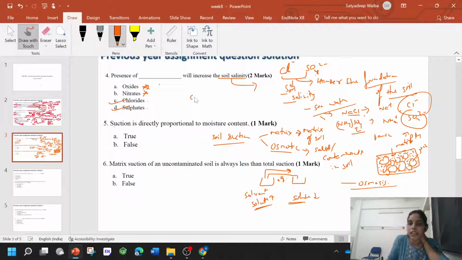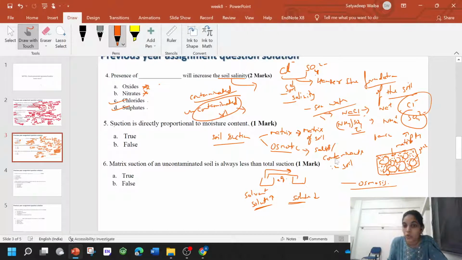One is contaminated soil, and another is uncontaminated. If you have two types of soil, contaminated and uncontaminated, then for the uncontaminated soil, it means that there is no salt present.